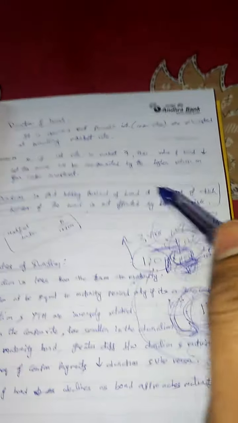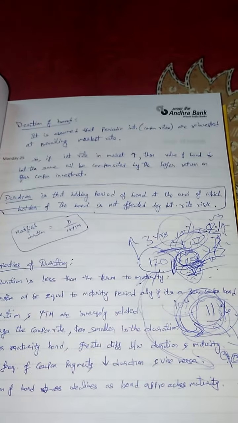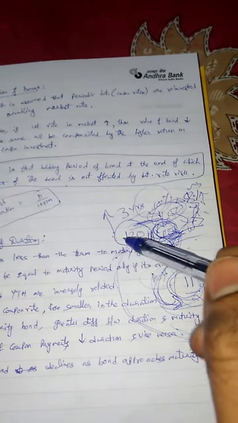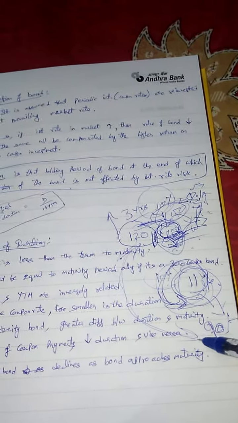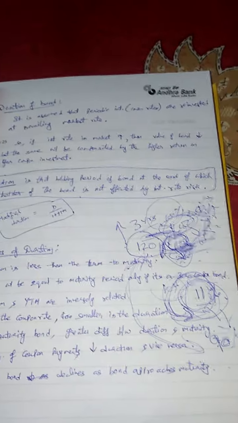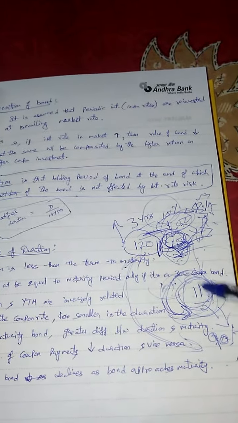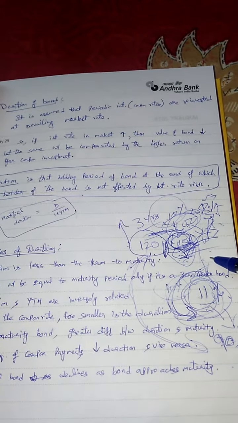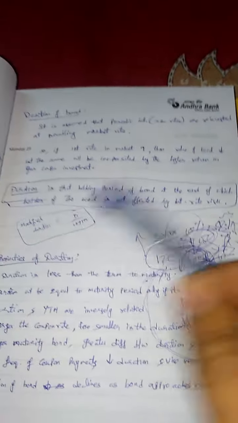So duration is that holding period. So there will be a particular time where this decrease in bond value will be exactly compensated by this increase in investment of my coupon inflows, the return on my coupon inflow investment. So that period is called duration.